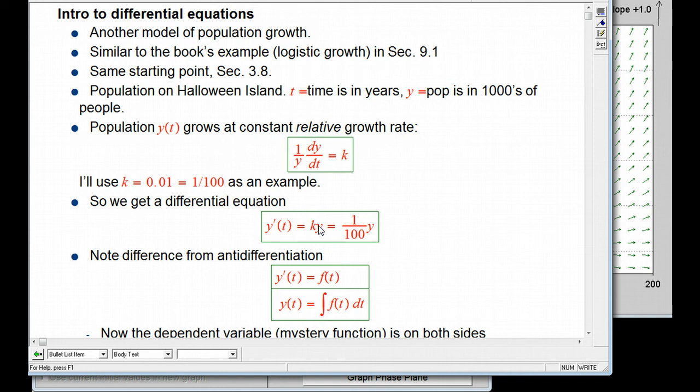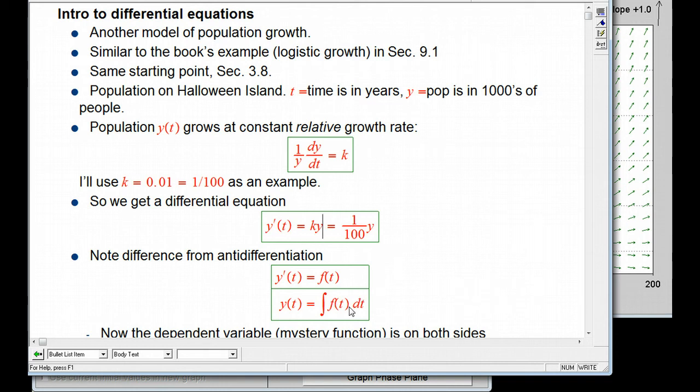So if you move the y over, you get what's called a differential equation. The derivative of our mystery function y is given by some formula, but that formula is not just an explicit function of t. What it's really saying is that there's a relationship between the derivative y prime and the function itself. And this is the simplest differential equation of that form, where you have a y on both sides.